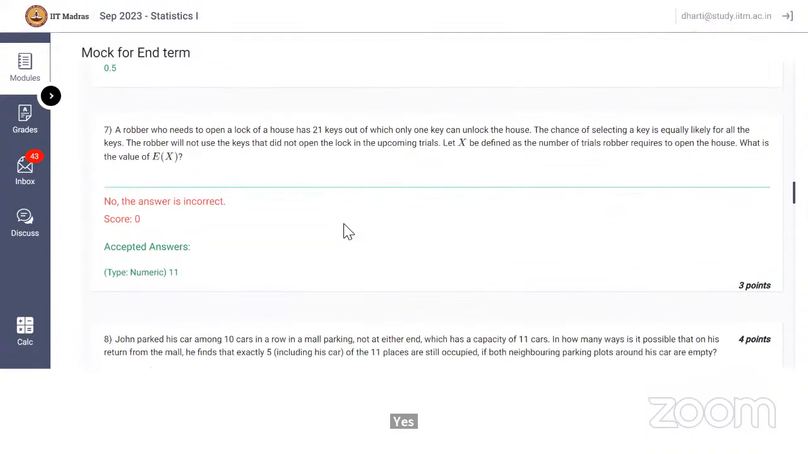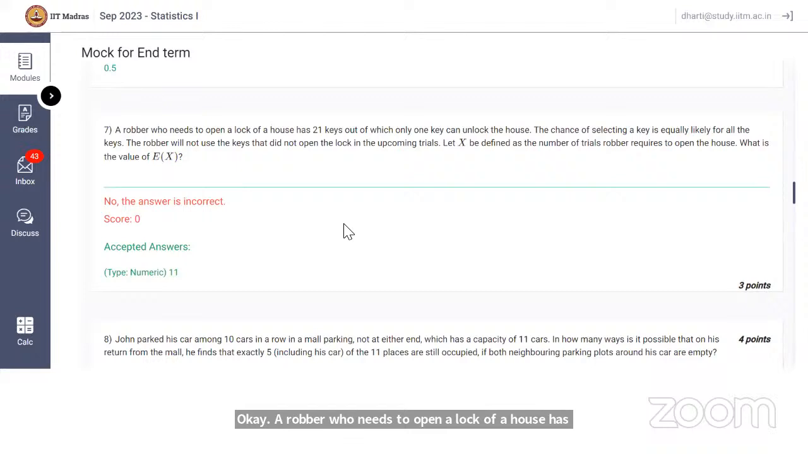Okay. A robber who needs to open a lock of a house has 21 keys, out of which only one key can unlock the house. The chance of selecting a key is equally likely for all the keys. The robber will not use the keys that did not open the lock in the upcoming trials. Let x be defined as the number of trials the robber requires to open the house. What is the value of the expectation of x?